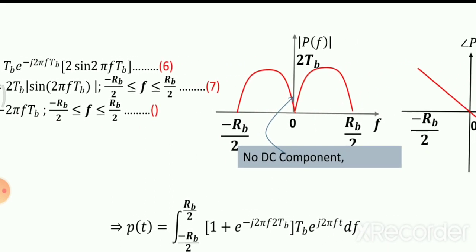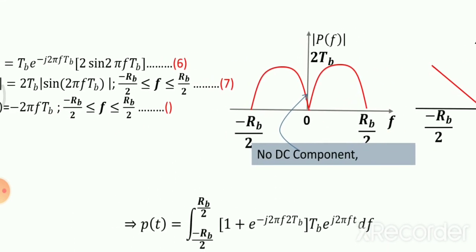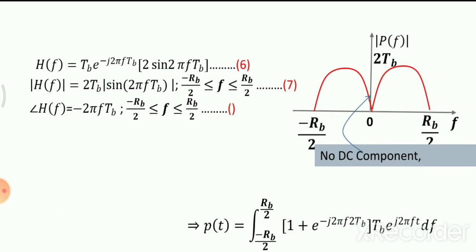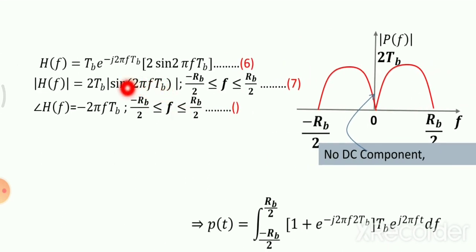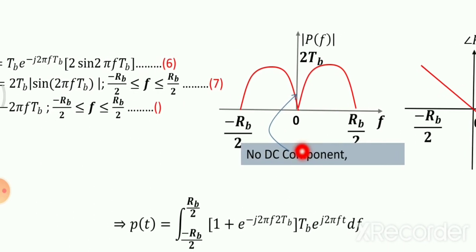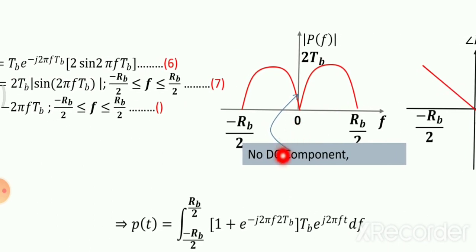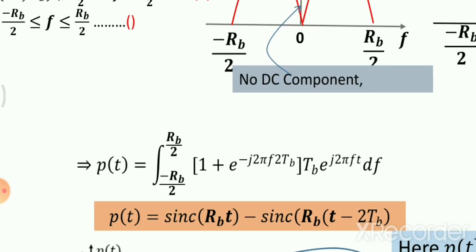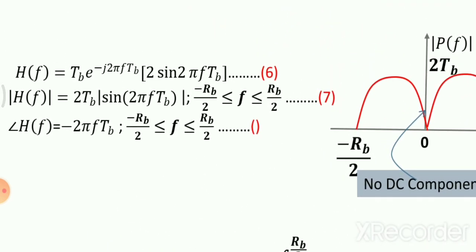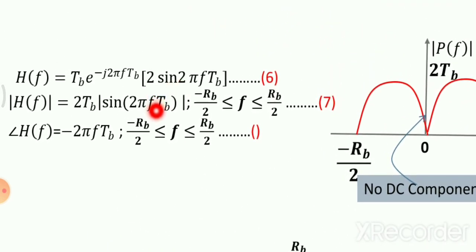We're going to put multiple values of frequency. Suppose I put f equal to 0 in the magnitude spectrum: the complete thing will become 0, and that's what we wanted. No DC component. At f equal to 0 there should be 0 response, 0 magnitude spectrum. At minus RB by 2 and plus RB by 2, if you put them, again you're going to get 0. See, f is equal to RB by 2. RB is 1 by TB, so TB will cancel and 2 will cancel. So you'll get sine pi. The sine pi value is 0.